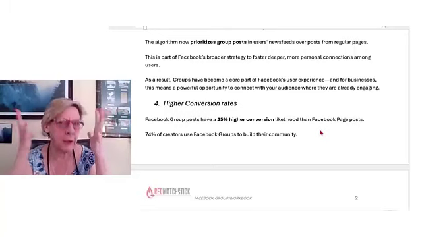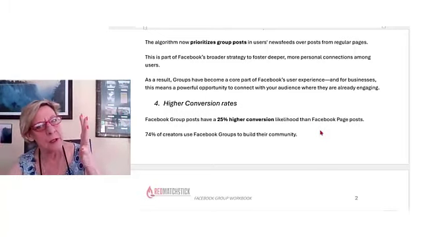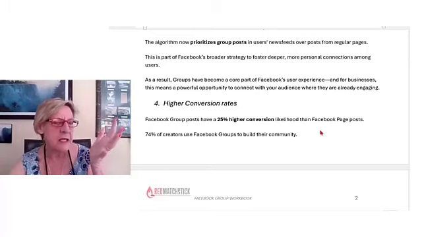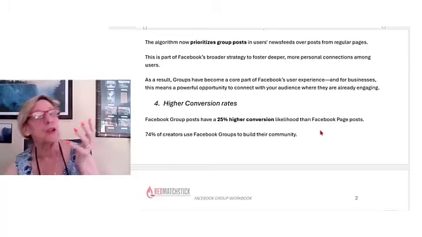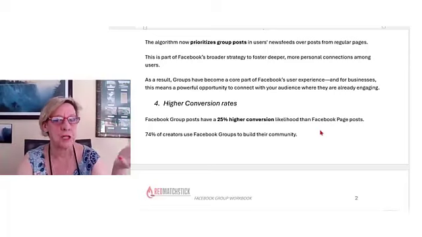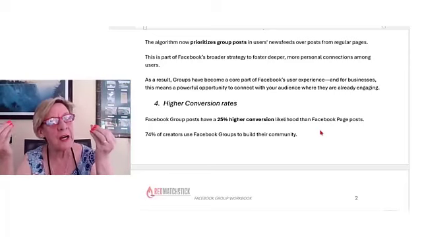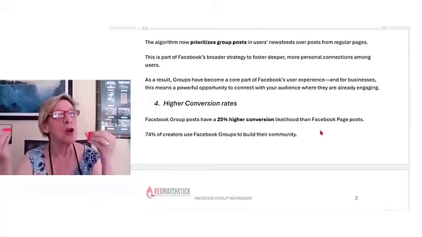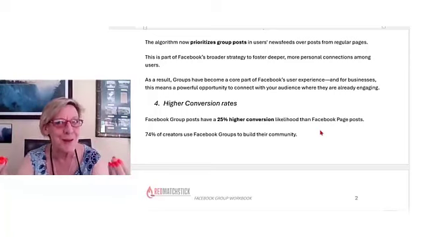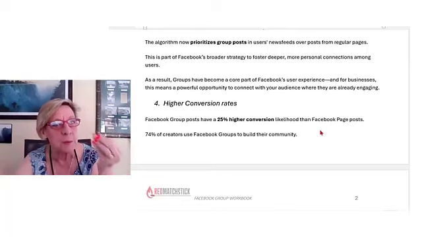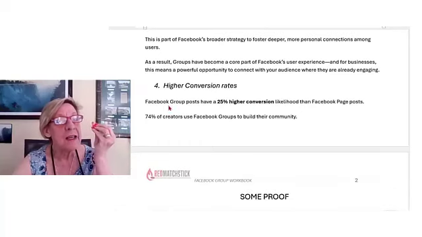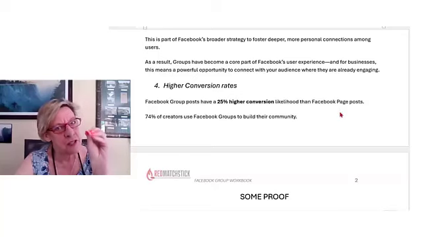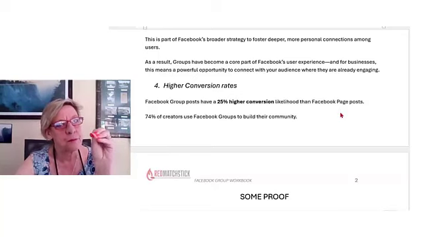You know the thing about know, like, and trust. And when people trust you enough, they take the next step to buy. Convert in whatever conversion objective you've got. Groups have a higher conversion rate. Why? Because you've built a relationship with them. Not just because they're in a group. So be clear on that. You have to work at building that community relationship. It is very interesting that 74% of creators, so serious Facebook marketers, use groups.